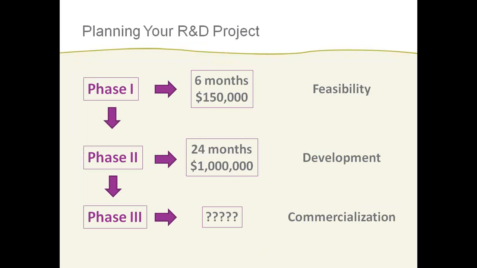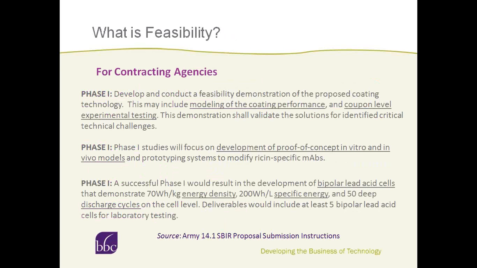So you've already seen this. Phase 1, basically 6 months, $150,000 to demonstrate feasibility. Phase 2, Phase 3, right? Development and commercialization. So let's concentrate on this concept of feasibility. What exactly is feasibility? Well, this gets us into the difference between contracting agencies and granting agencies. Feasibility for the contracting agencies is pretty straightforward.